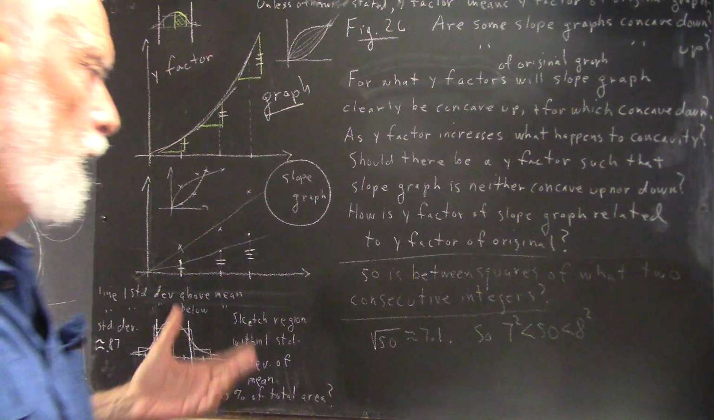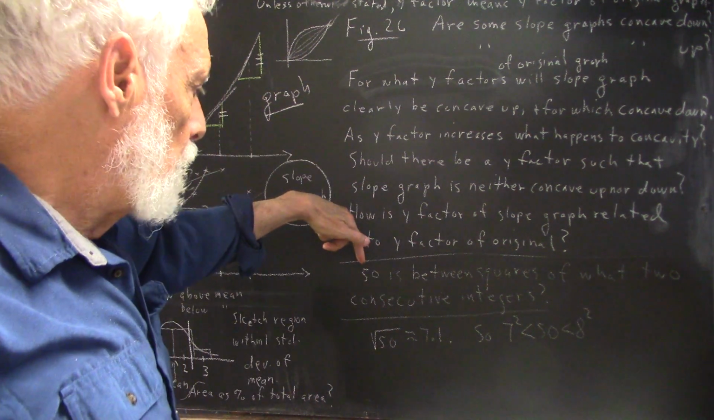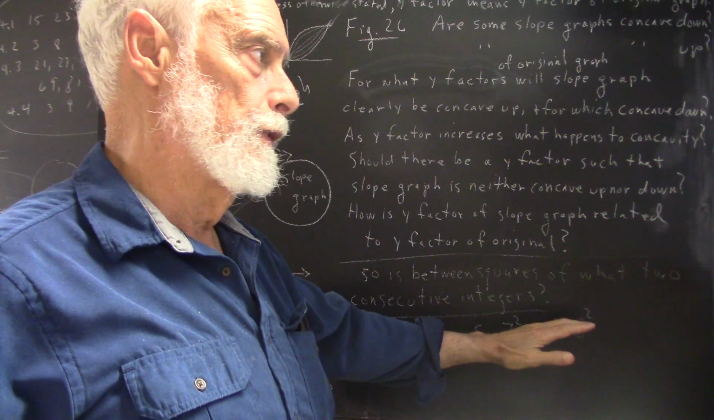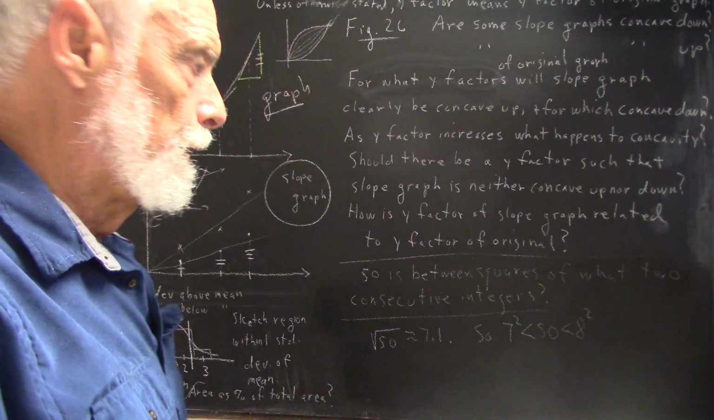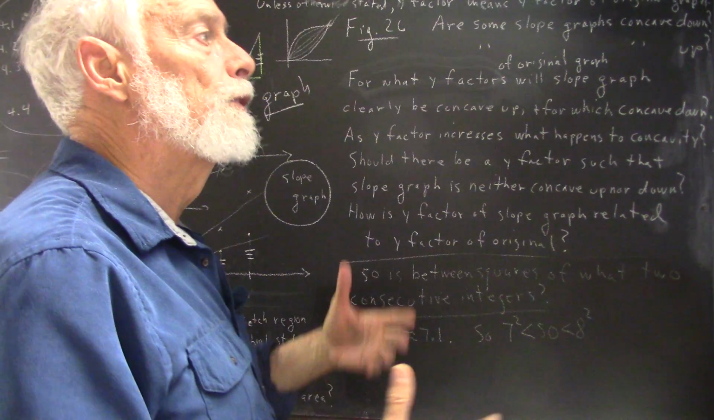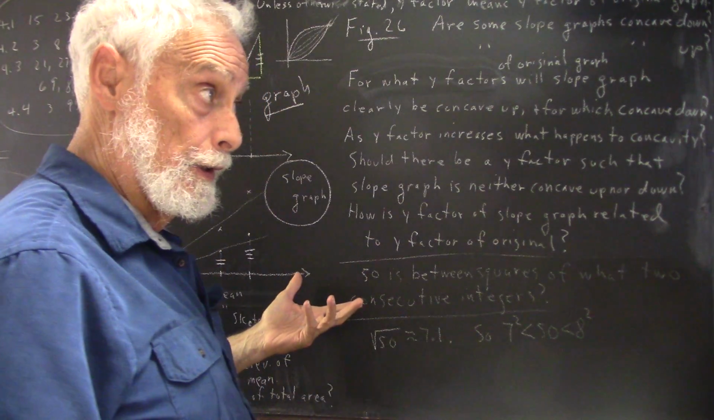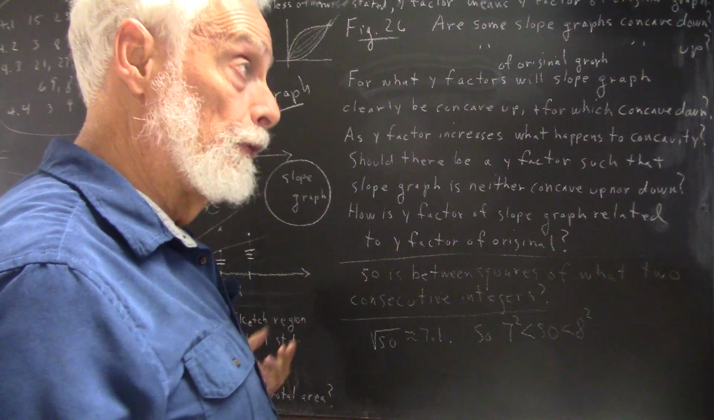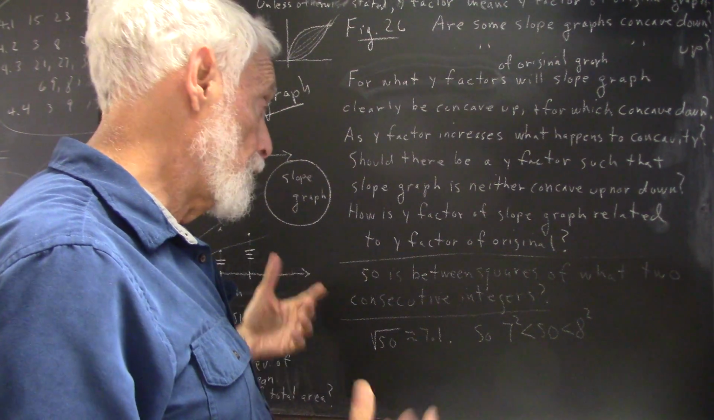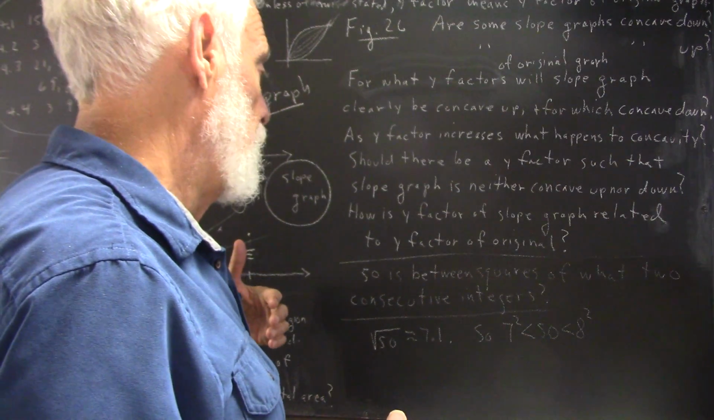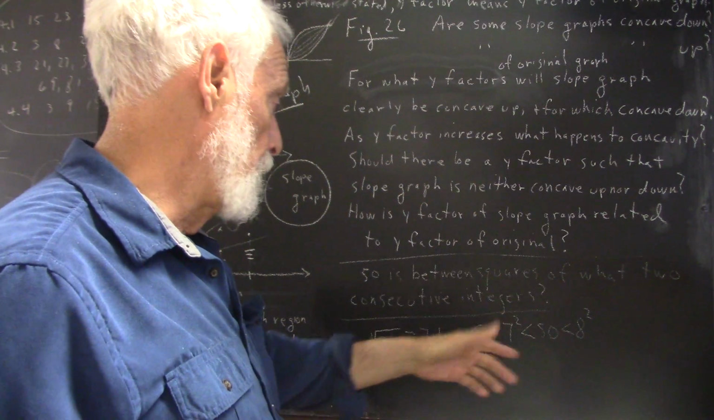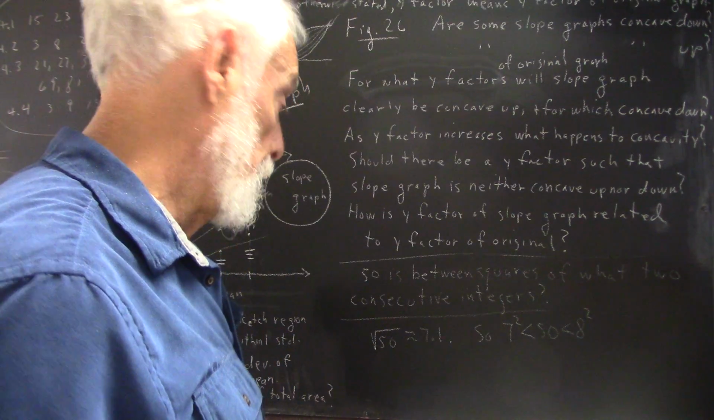Okay, quick note. We have a question like, 50 is between the squares of what two consecutive integers? That's pretty easy to see: the biggest square less than 50 is 49, and the smallest square greater than 50 is 64. So 50 is between 7 squared and 8 squared, and those 7 and 8 would be your two consecutive integers.